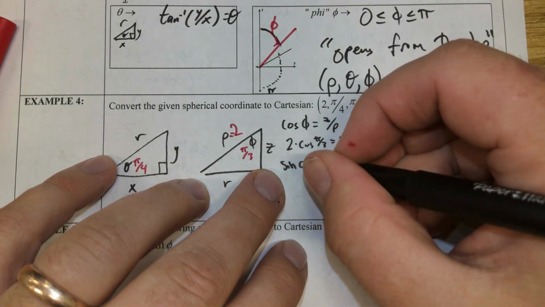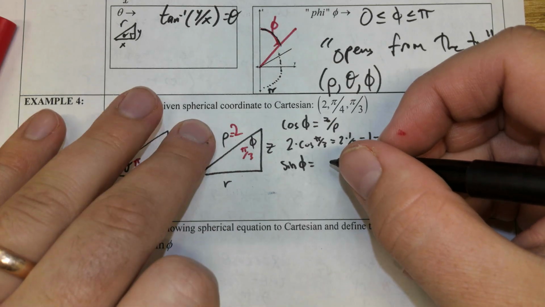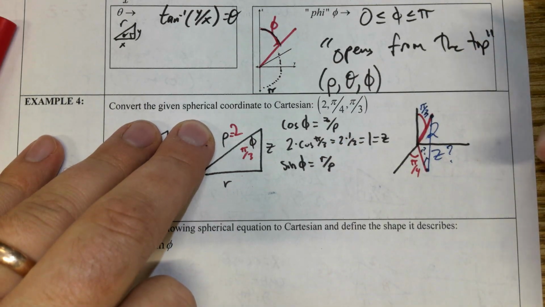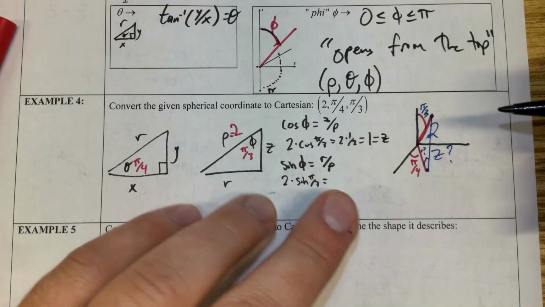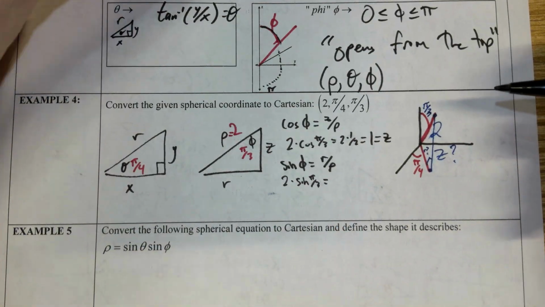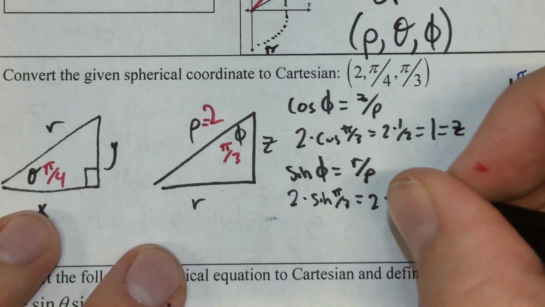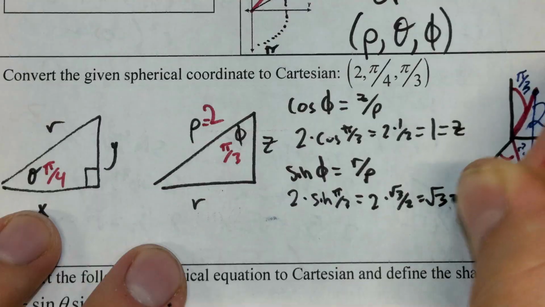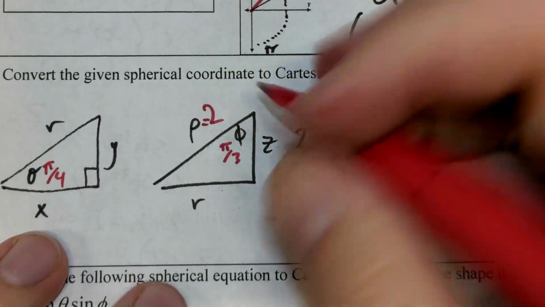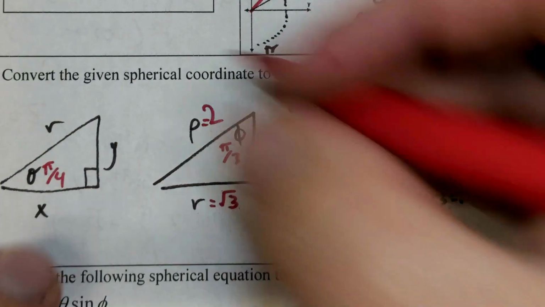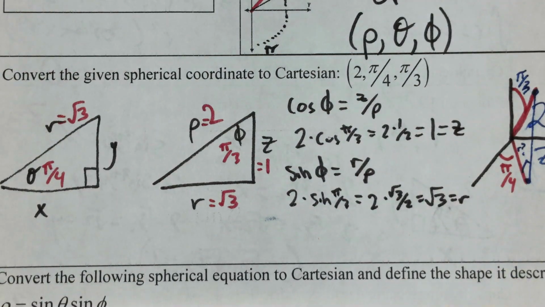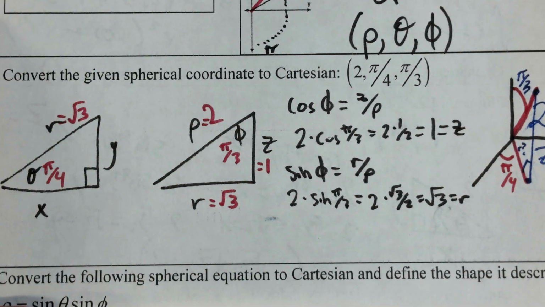Sine of this angle is going to be r over rho, which again would be 2 times sine of pi over 3. And I know that 2 times sine of pi over 3 is 2 times rad 3 over 2, which would just be rad 3, is r. So if I finish labeling this thing, this would be 1, this would be rad 3. That means this would be rad 3. And the whole thing's coming home now, because x and y are going to be the same. So I just keep moving along.